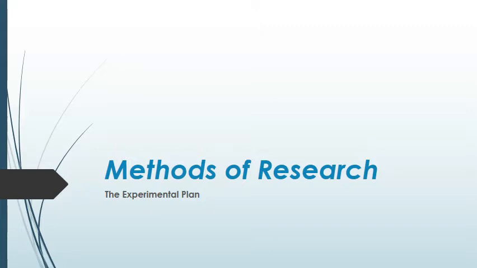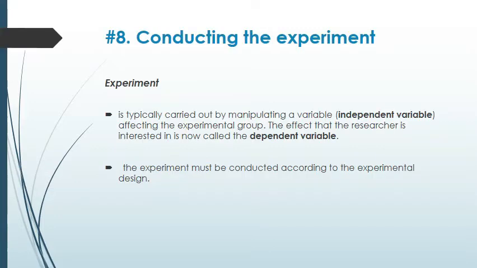Methods of research, the experimental plan. Conducting the experiment. The experiment is typically carried out by manipulating a variable, an independent variable affecting the experimental group. The effect that the researcher is interested in is now called the dependent variable. In conducting the experiment, it must be conducted according to the experimental design.